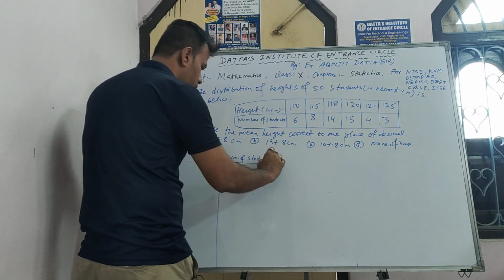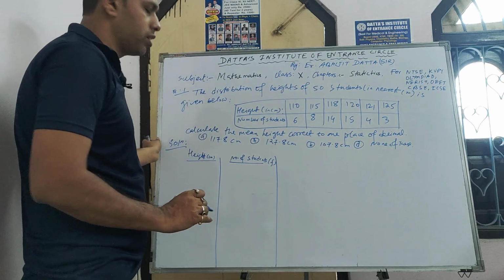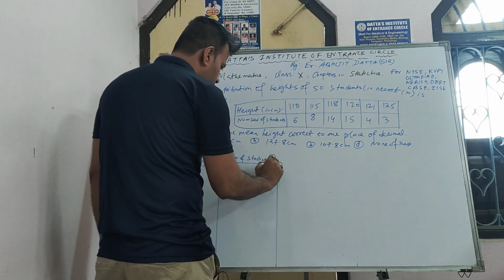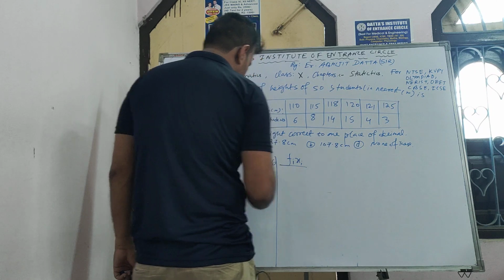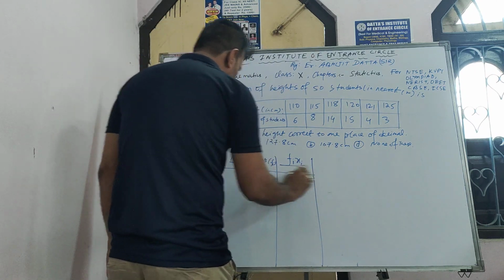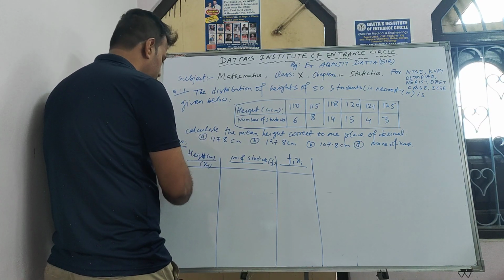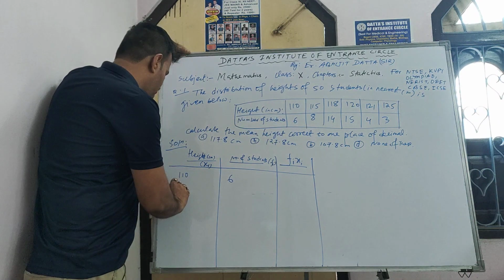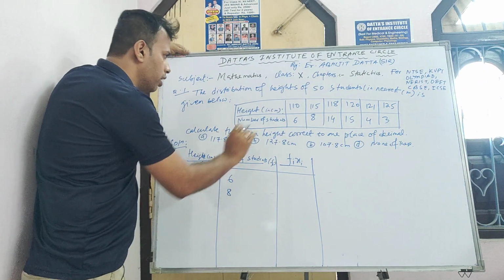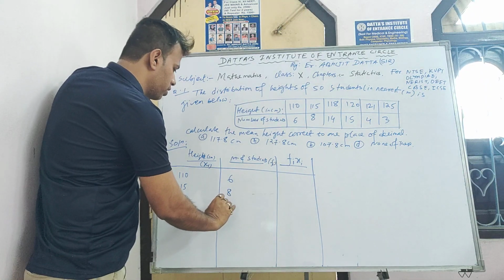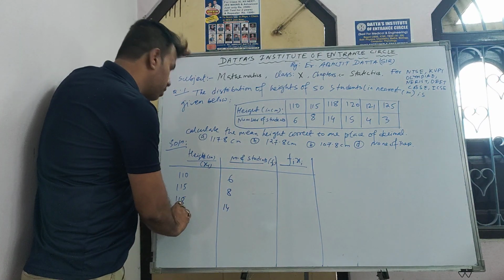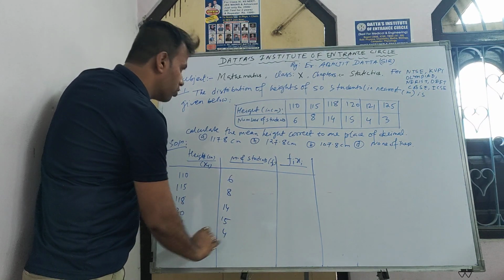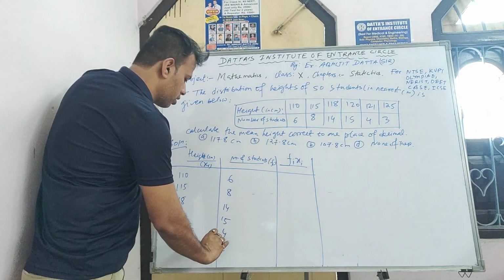Now after that, this one is xi, and this one is fi. Now fi into xi. First, 110 centimeters: how many students are there? There are 6 students. And 115 centimeters has 8 students. And 118 centimeters has 14 students. And 120 centimeters has 15 students. And 121 centimeters has 4 students. And 125 centimeters has how many students? 3 students.